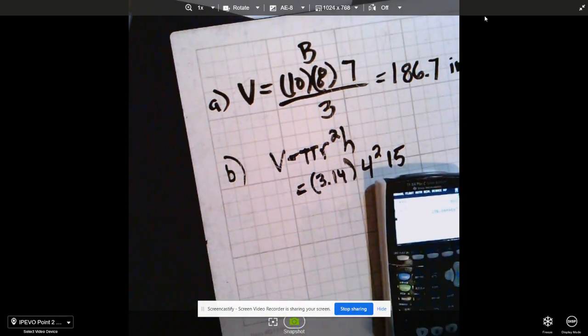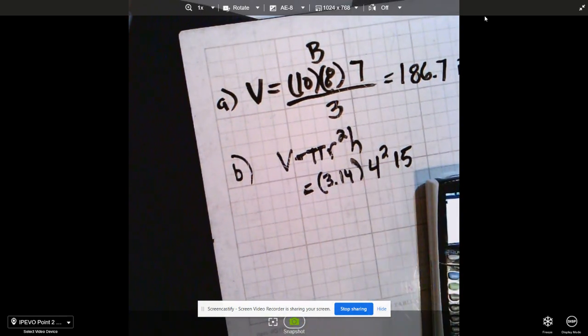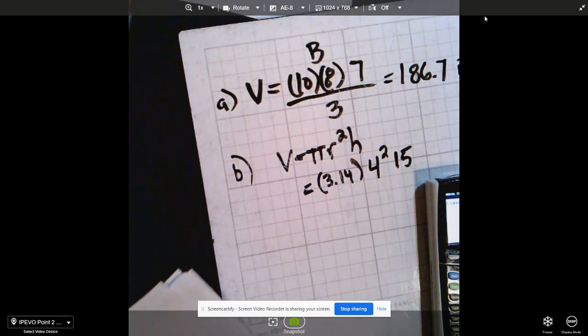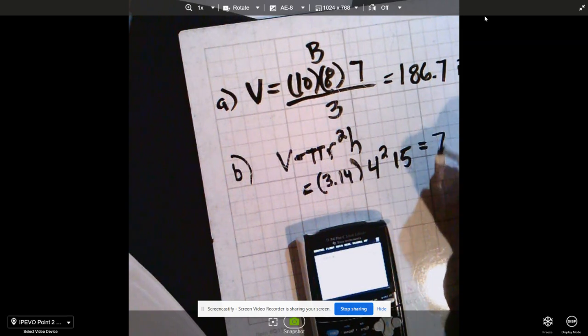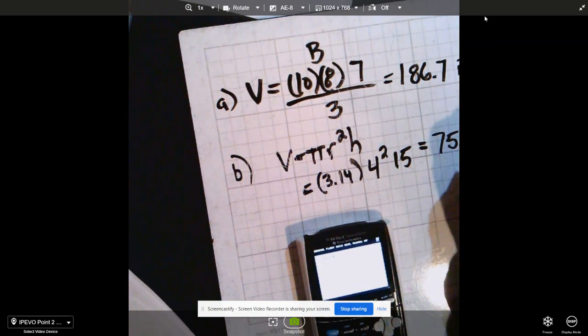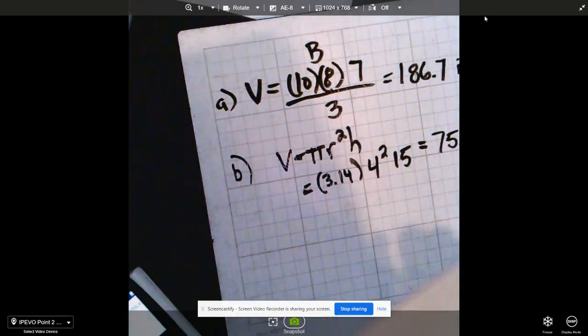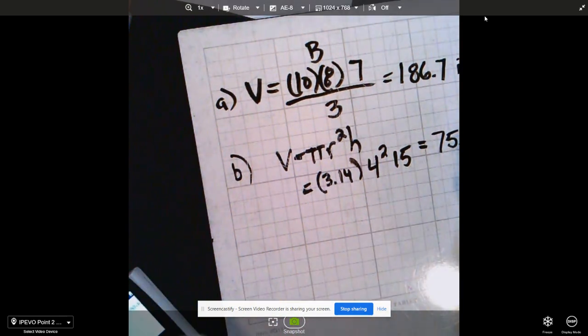Again, we're just going to go to our calculator. 3.14 times 4 squared times 15. And I'm going to get 753.6. And once again, my units are feet, so that's volume, so it'll be feet cubed.